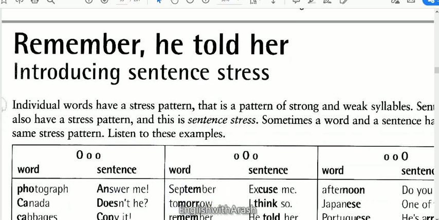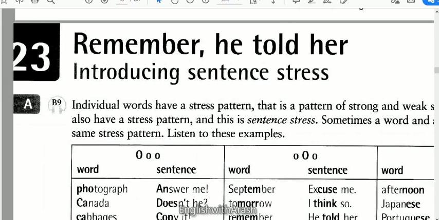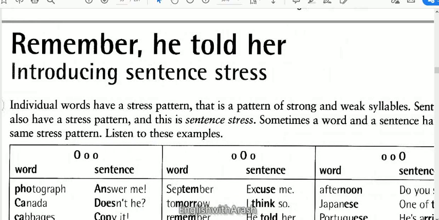Today we are taking a look at Unit 23. The title is "Remember, He Told Her." He told her. So in this lesson, as you see, it says Introducing Sentence Stress.